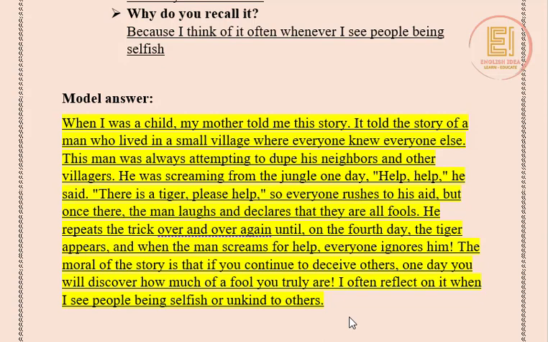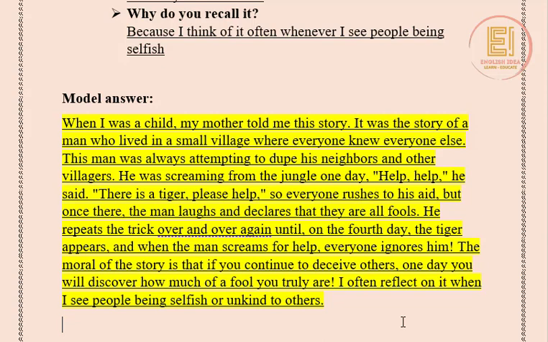So the model answer is, when I was a child, my mother told me this story. It was the story of a man who lived in a small village where everyone knew everyone else. This man was always attempting to dupe his neighbors and other villagers. He was screaming from the jungle one day. "Help! Help!" he said. "There is a tiger. Please help!" So everyone rushes to his aid. But once there, the man laughs and declares that they are all fools. He repeats the trick over and over again until on the 4th day, the tiger appears.